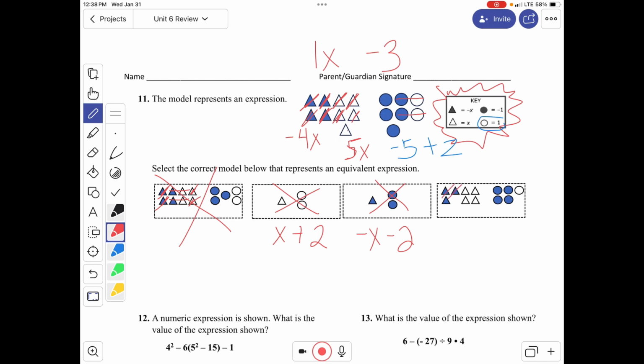So I have 3 negatives. I can cancel out 3 positives. And that leaves 1 positive x, plus, cancel out that negative pair. That leaves 1, 2, 3 negatives. And 1x minus 3 is the same as x plus a negative 3. These are the same, so this one matches.